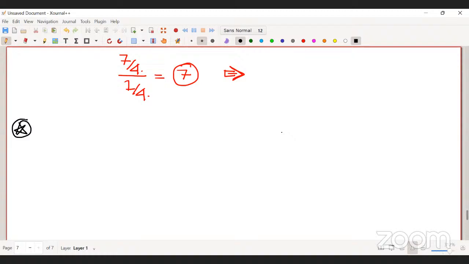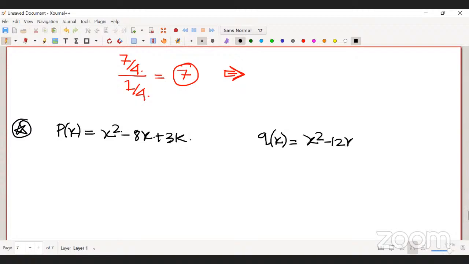Yes, sir. If two quadratic equations are given, you can write x square minus 8x plus 3k is equal to 0, and another is x square minus 12x plus 7k is equal to 0. So find the value of k.